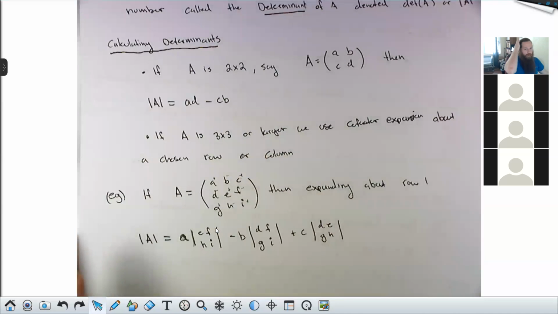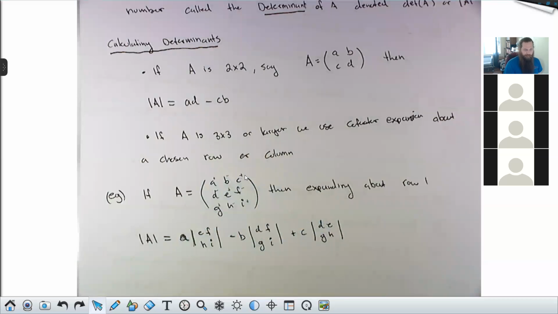This is called cofactor expansion. The little matrices are called the minors, and the numbers out front are called the cofactors. I know it's complicated. In this fashion, we're able to reduce an n by n determinant down to n minus 1 by n minus 1 determinants. So here I wanted to find a 3 by 3 determinant. I was able to reduce that problem down to finding three 2 by 2 determinants. So it's a recursive thing.